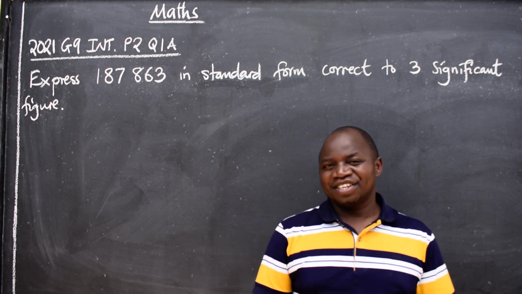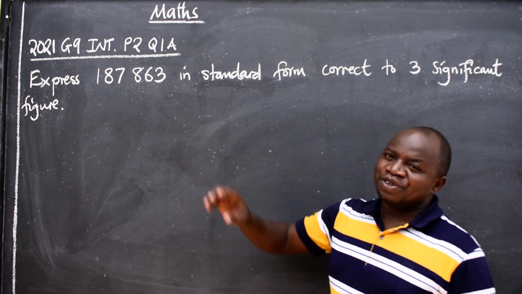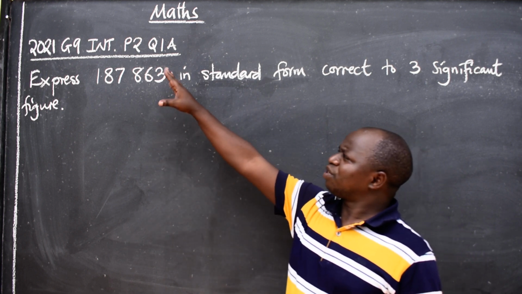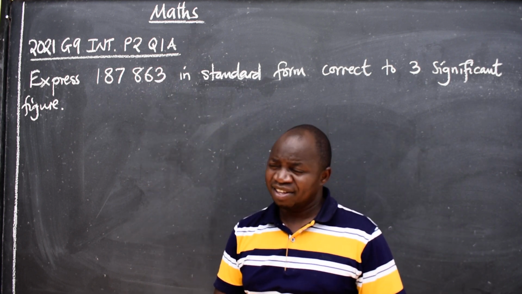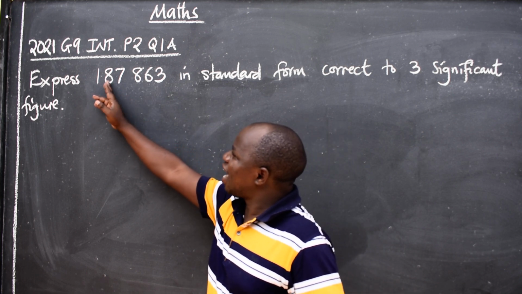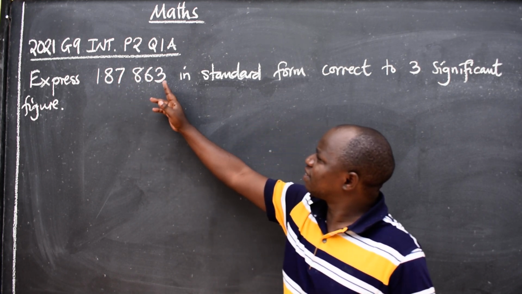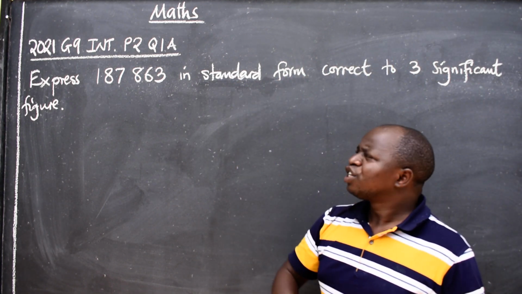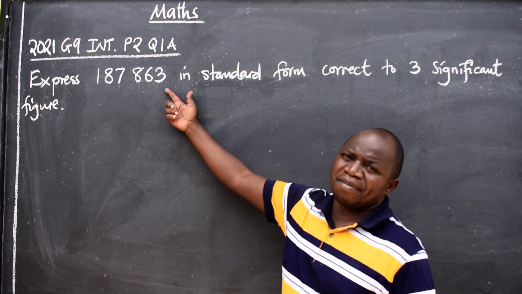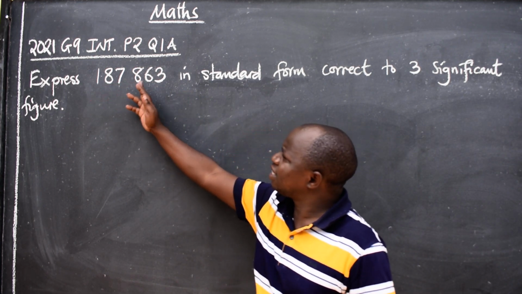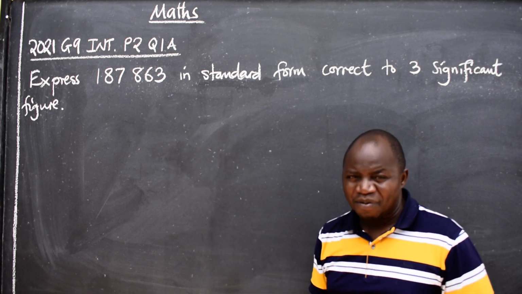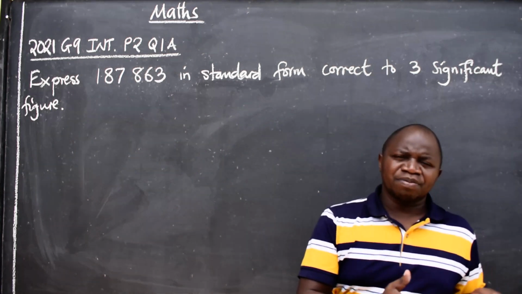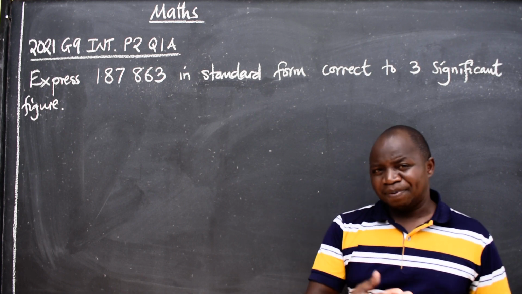This is mathematics. In this video we want to look at this question from the 2021 grade 9 internal examinations, paper 2 question 1A. Express 187,863 in standard form correct to 3 significant figures. Okay, so we are told to express this number 187,863 in standard form. This question is coming from a topic called approximations and estimation, so please pay attention.